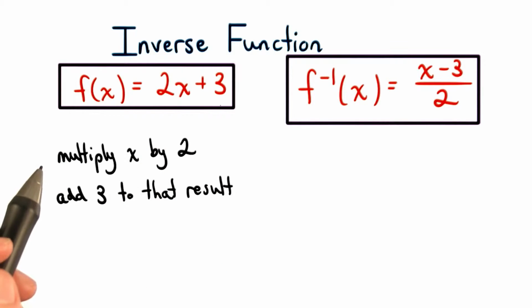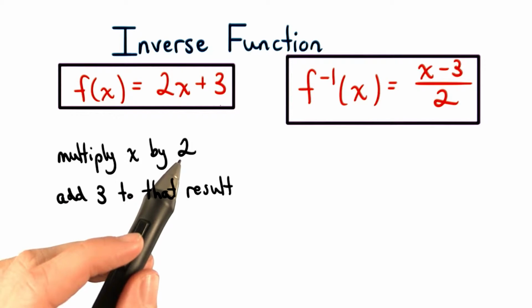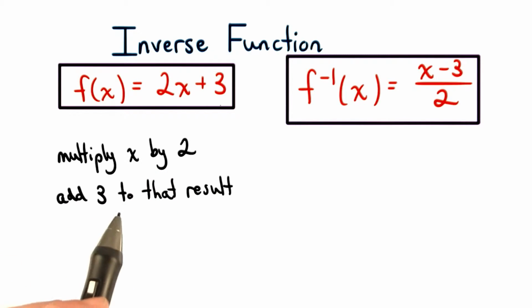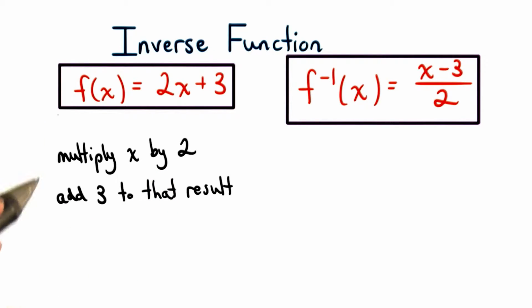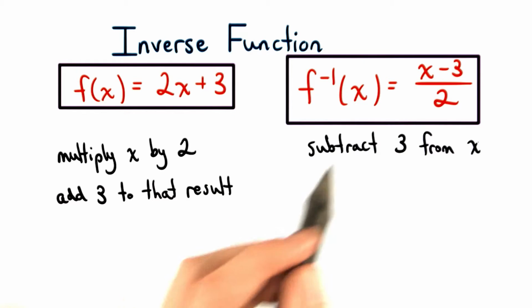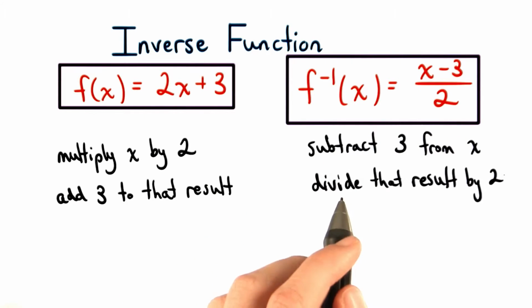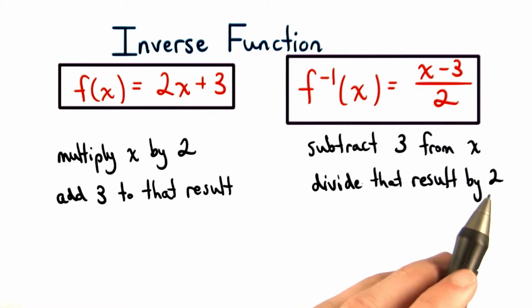I could just list out what I did to x. First, I multiplied x by 2, and then I took that result and I added 3. So to undo these operations, I want to start with the result and do the inverse of this step. So I start with the result, which is x, and I'm going to subtract 3 first. Then I'll take that result and divide it by 2.